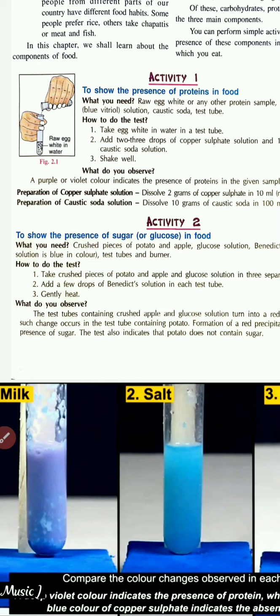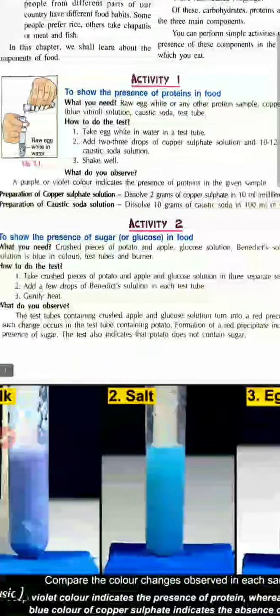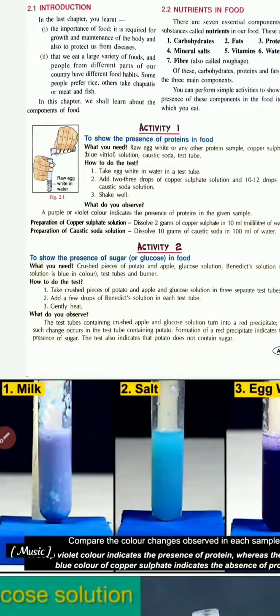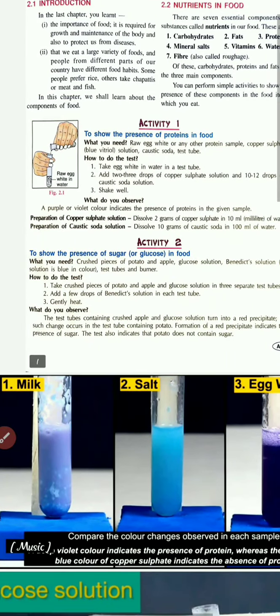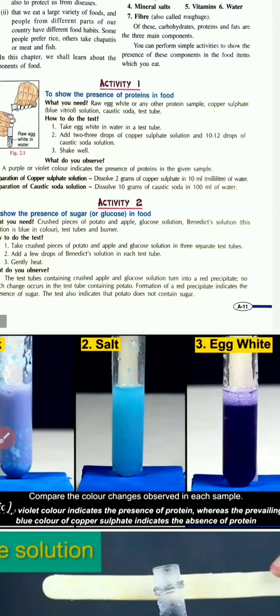Yeah, so to do the activity, what you will need: crushed pieces of potato, an apple, or glucose solution, and Benedict's solution. This solution is blue in color. Yeah, test tubes and a burner. So what you have to do, at first you have to take the pieces of potato or apple or glucose in a solution in 3 separate test tubes.